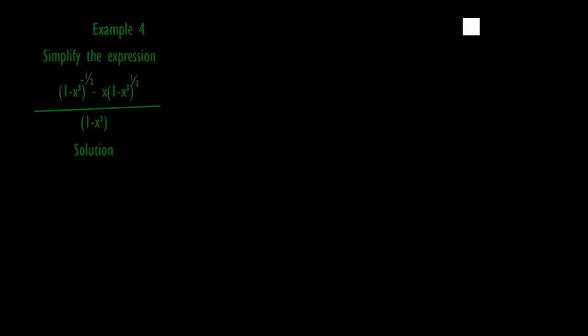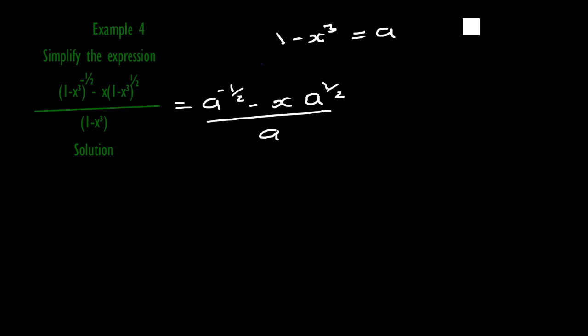Example number 4. 1 minus x cubed is common in both numerator and denominator, so we can let it be a to make it simpler. Where there is 1 minus x cubed, we put a, so the first term there is a raised to negative a half, then x times a raised to power half all over a. So we let 1 minus x cubed be a.